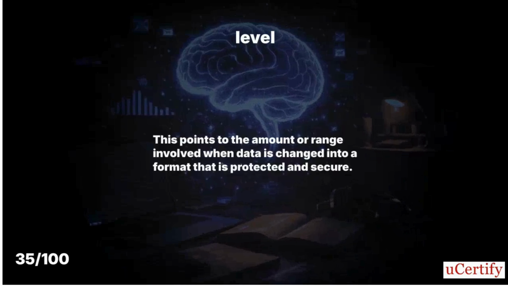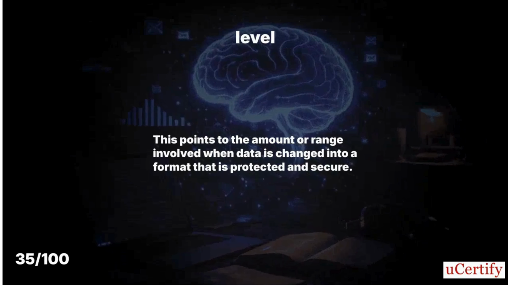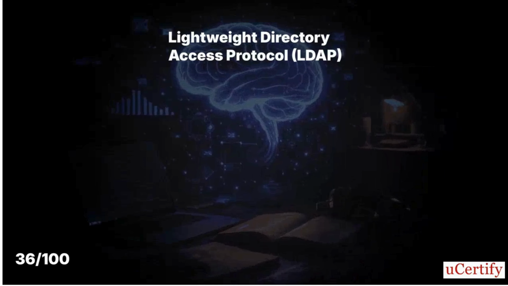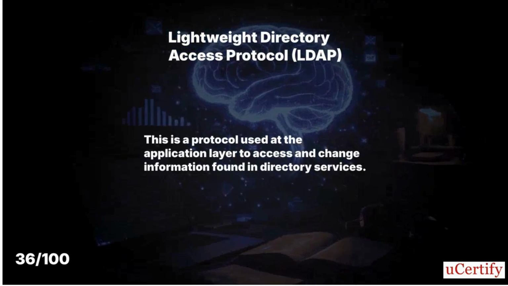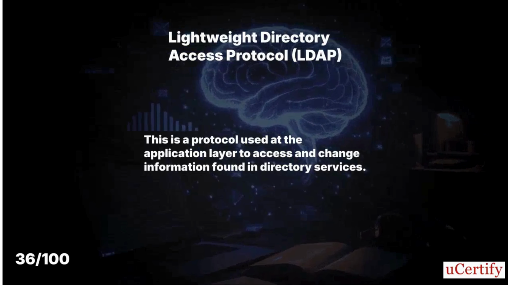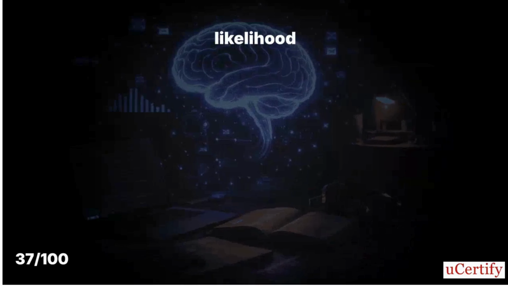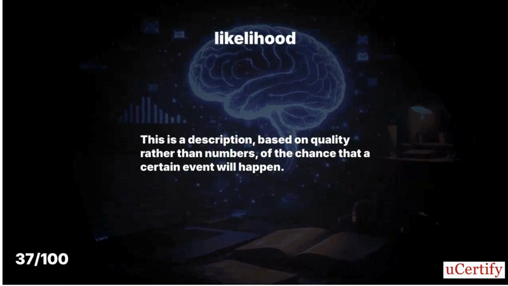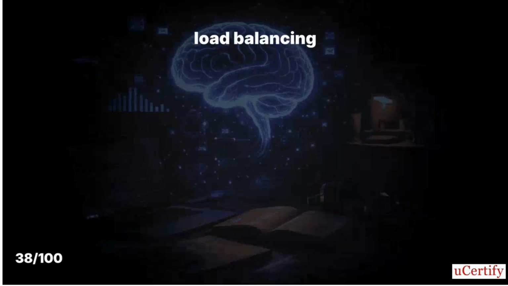Level. This points to the amount or range involved when data is changed into a format that is protected and secure. Lightweight Directory Access Protocol, LDAP. This is a protocol used at the application layer to access and change information found in directory services. Likelihood. This is a description based on quality rather than numbers of the chance that a certain event will happen.